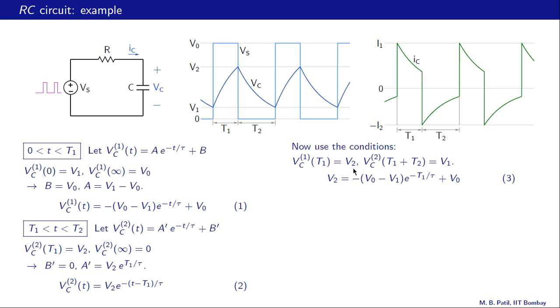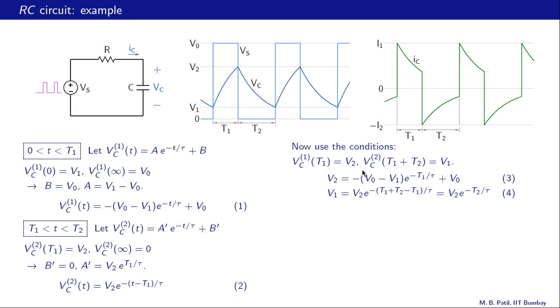The first condition here gives us this equation 3. Let us see how. What is this condition? It says that Vc in the T1 phase at t equal to t1 should be equal to V2. What is Vc in the T1 phase? That is given by this equation 1 here. So we substitute V2 over here and we substitute t equal to t1, and that gives us this equation. It is V2 equal to minus (V0 minus V1) times e raised to minus T1 by tau plus V0.